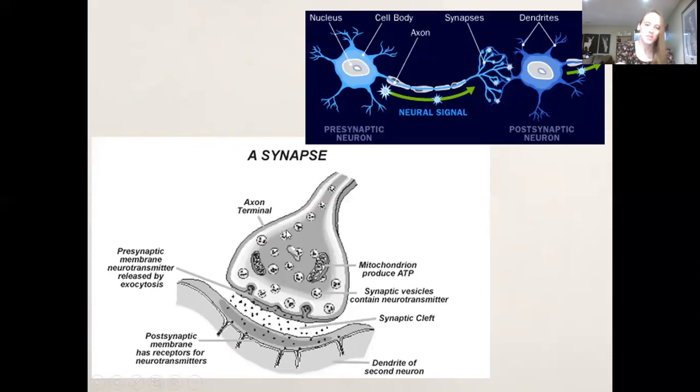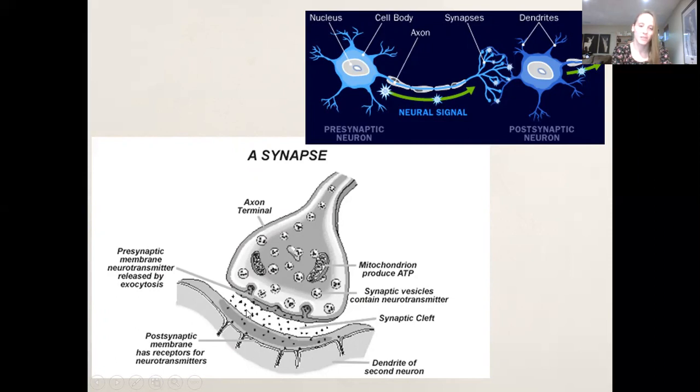Okay. If we kind of zoom in here, you can see what's happening a little bit better. So this would be the axon terminal of the presynaptic membrane. These little circles here are the vesicles. The little black dots inside of them are the neurotransmitters. And so what'll happen is once the impulse travels down the axon and gets to this axon terminal, some of those vesicles are going to bind to the outer membrane of the axon terminal and release their neurotransmitters into the synaptic cleft.